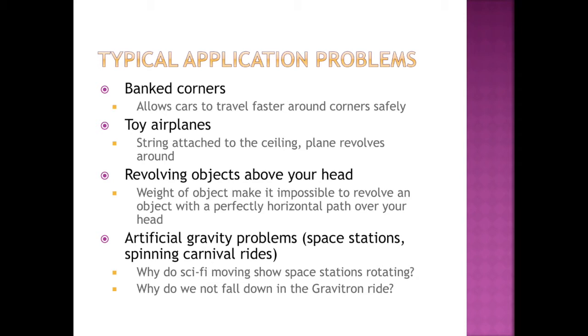My class does a lab I call the cowboy lab, which is an object on a string, and instead of spinning it vertically, you try to spin it horizontally over your head, but obviously it's not going to be perfectly horizontal. And then the final one is always a good one, which is dealing with artificial gravity problems, which is the answer to the question of why do they have space stations spinning when they're in space?